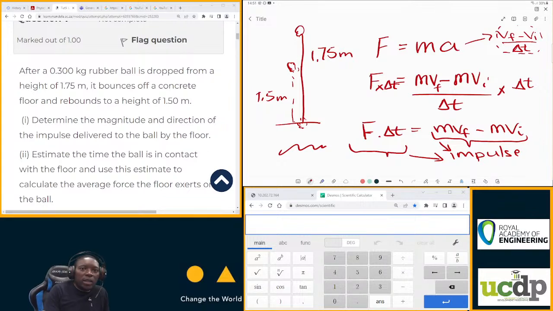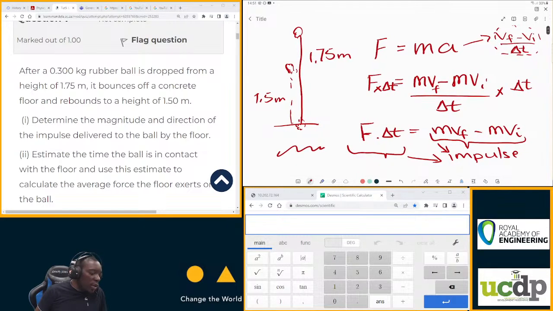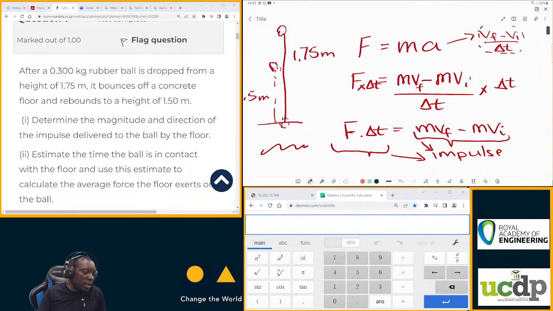So this is what we have been saying. We have a ball dropped. If it is dropped, it means the initial velocity of that ball is 0. Then it accelerates under gravity, and on reaching the floor, which is 1.75 meters below the point where it was dropped, the ball rebounds to 1.5 meters. The question says we need to determine the magnitude and direction of the impulse delivered to the ball by the floor.